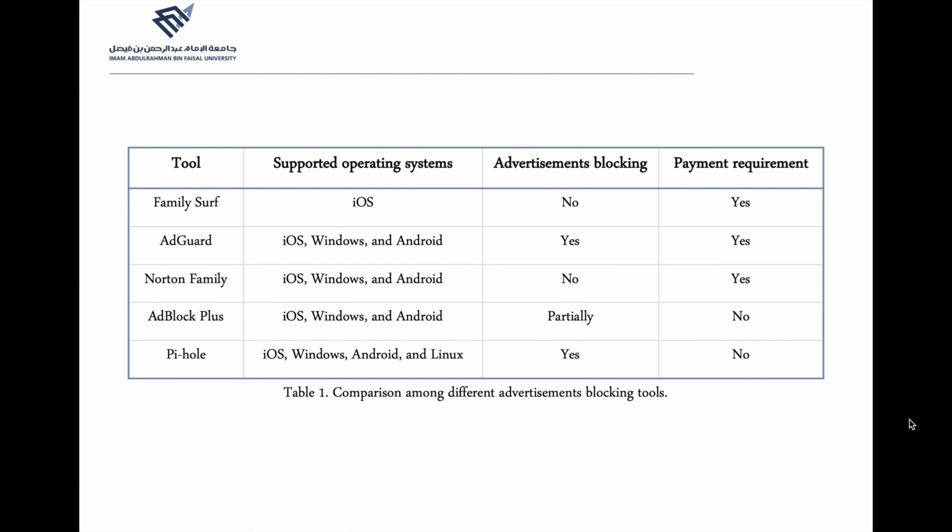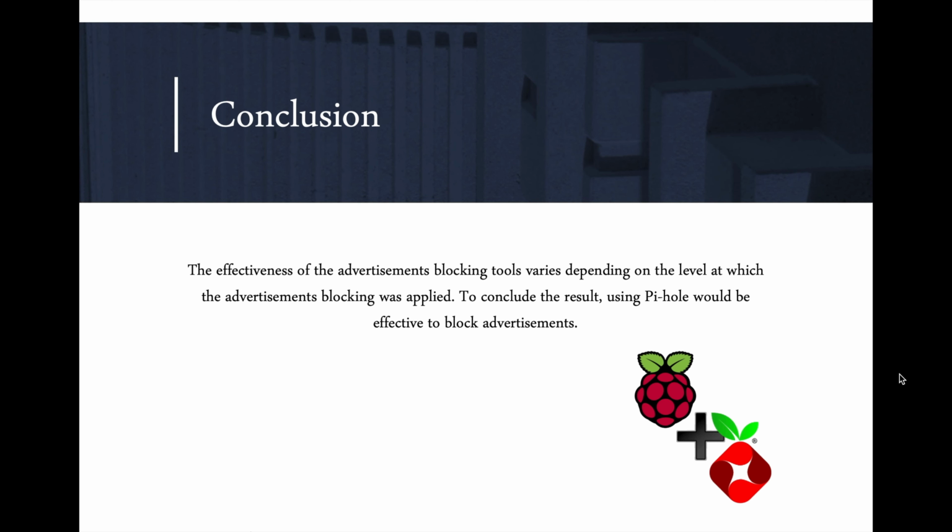Pi-hole supports iOS, Windows, Android, and Linux. And the Pi-hole blocks advertisements and doesn't require payment. In conclusion, the effectiveness of advertisement blocking tools varies depending on the level at which the advertisement blocking is applied. To conclude the results, using Pi-hole would be effective to block advertisements due to its ability to block advertisements at the whole network level, from each device connected to that network.